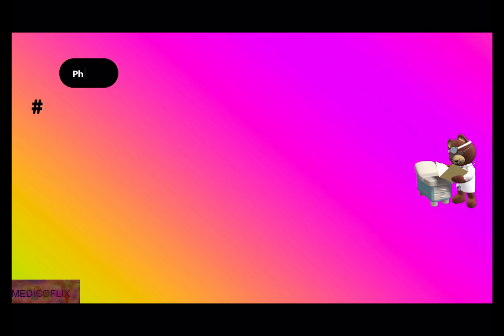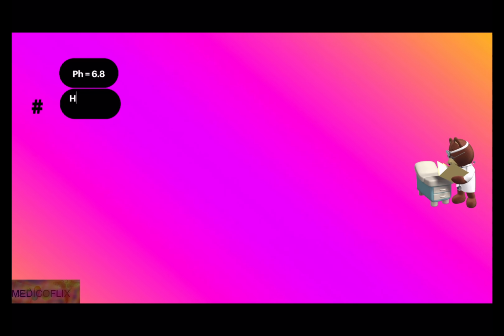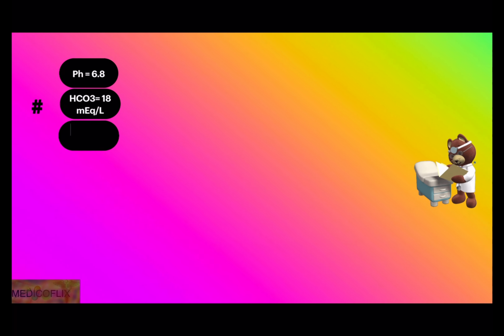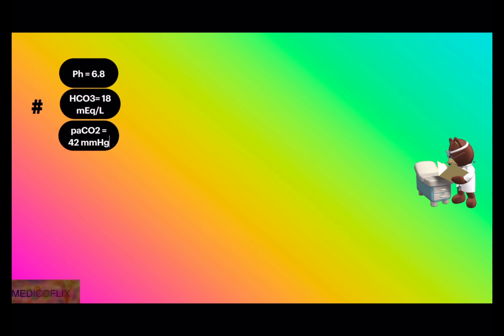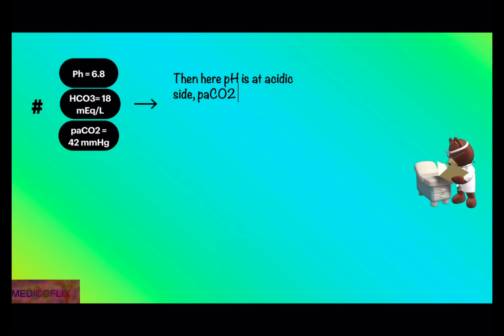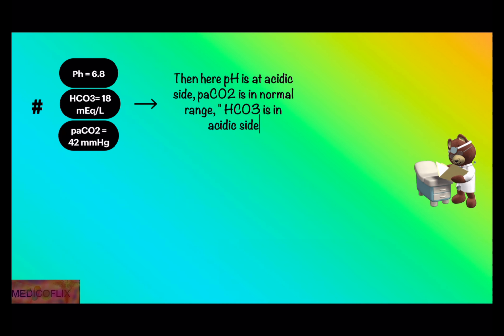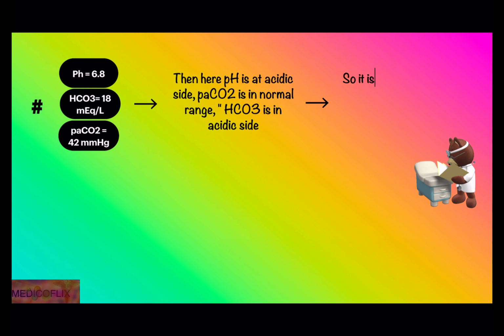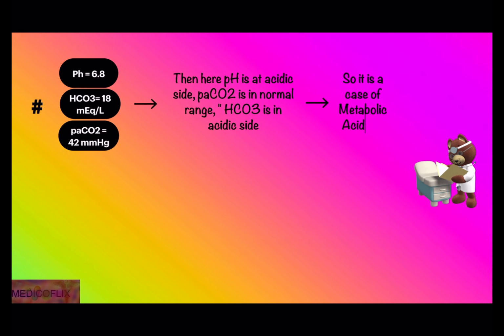Let's see some more examples. Here pH is 6.8, bicarbonate is 18 MEq per liter, PaCO2 is 42 mmHg. Then here pH is at acidic side. PaCO2 is in normal range. Bicarbonate is on the acidic side. So here pH is acidic and bicarbonate shows metabolic condition. So it is a case of metabolic acidosis.